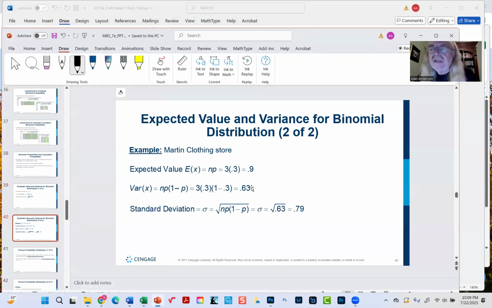And now this is for that case with the customers in the store. Remember, with Mark's clothing store, n is 3, and the probability of a customer buying is 0.3. So they're showing you how to calculate the expected value, np, which is 0.9. The variance, and by the way, sometimes when they write about the variance of a random variable, they use VAR X. It means the same thing as sigma squared. Then that is n times p times 1 minus p, which is 0.63, and then the square root of that, the standard deviation, is 0.79.